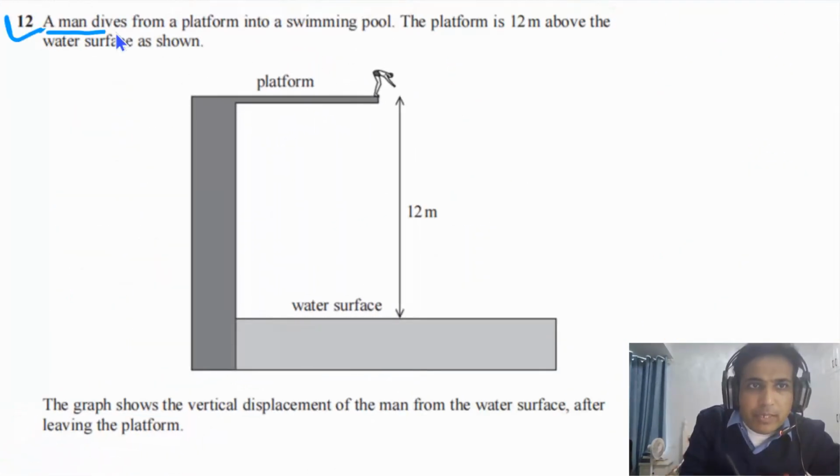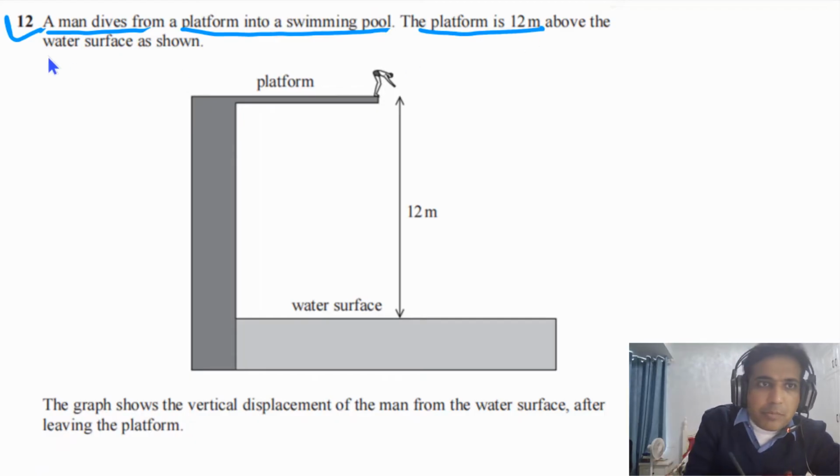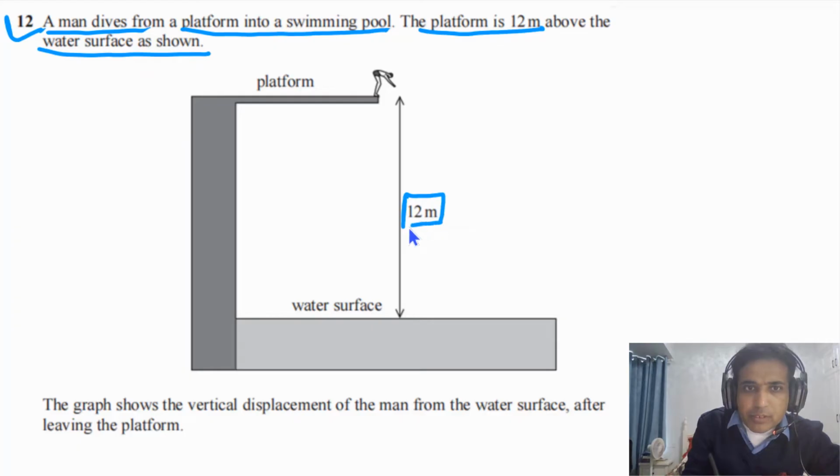Question 12 says a man dives from a platform into a swimming pool. The platform is 12 meters above the water surface as shown in the figure. So this is 12 meters above the surface of water.